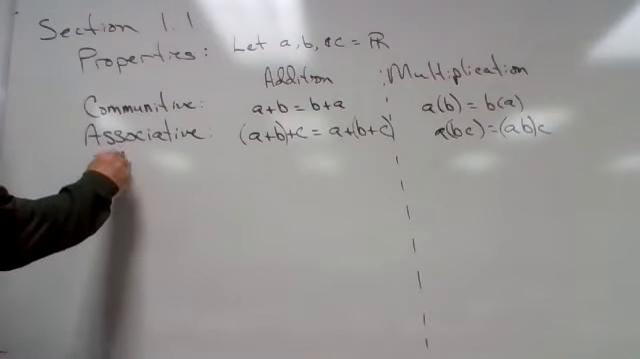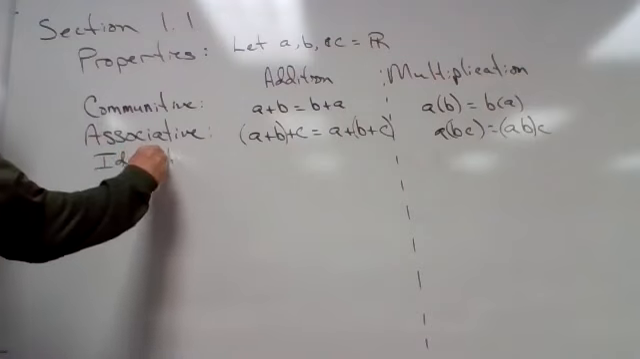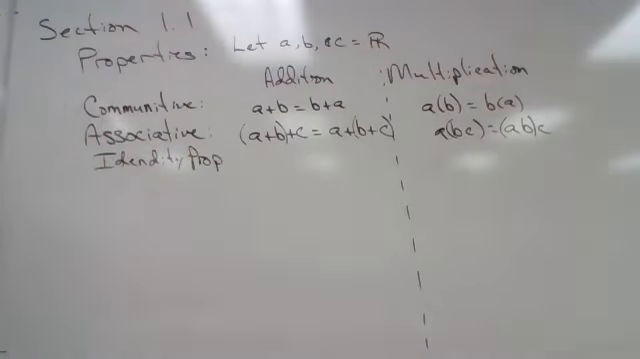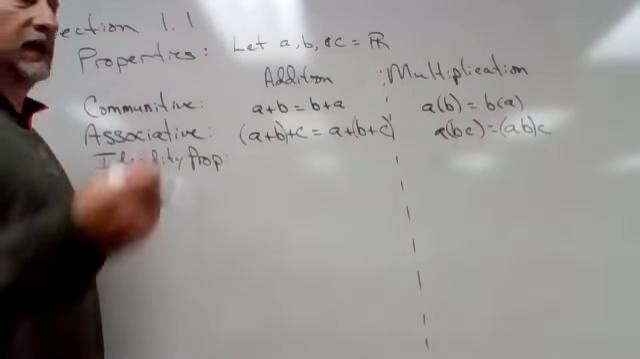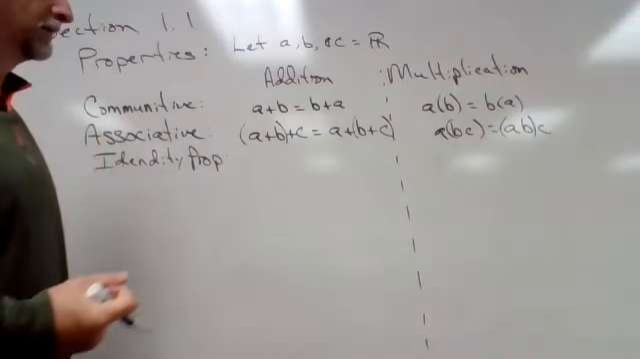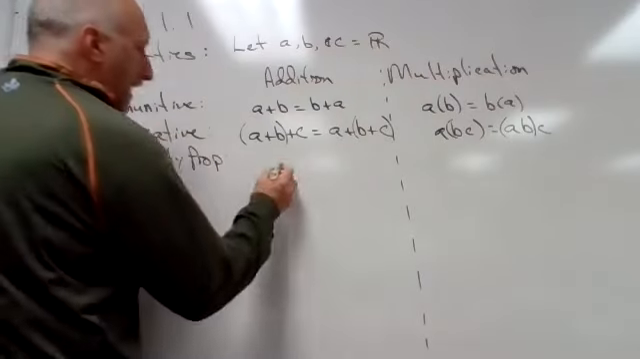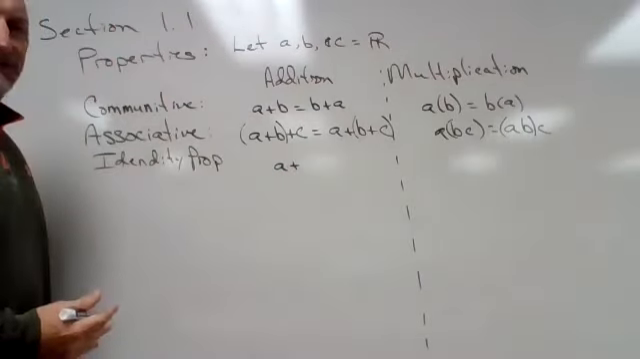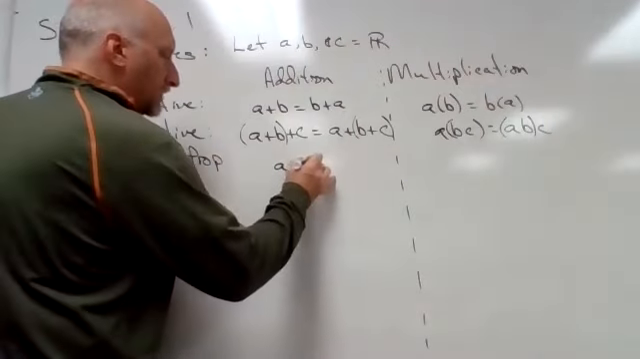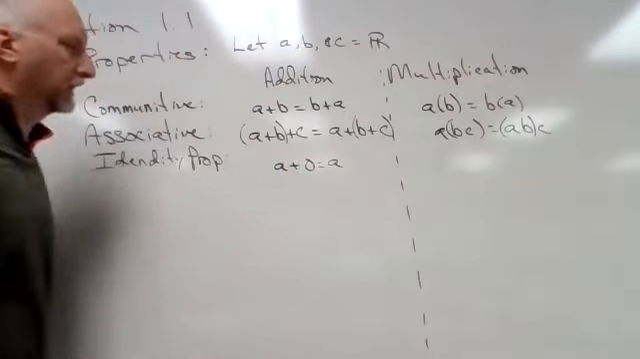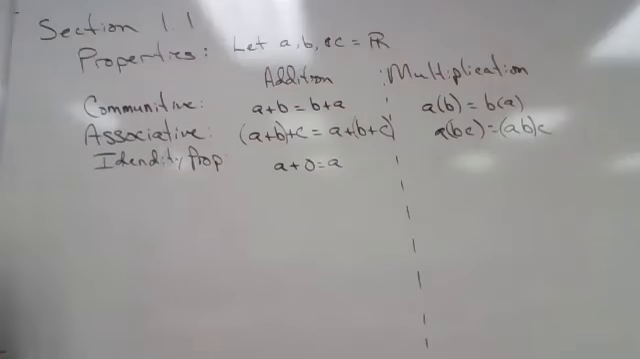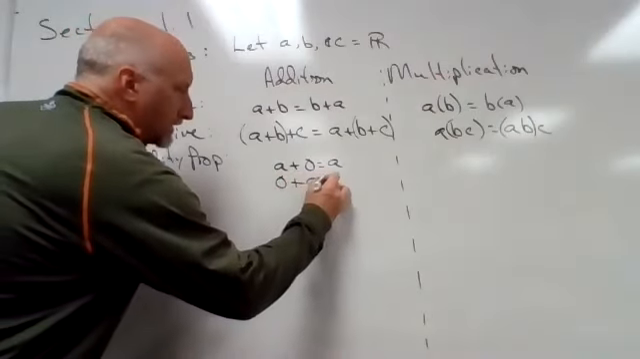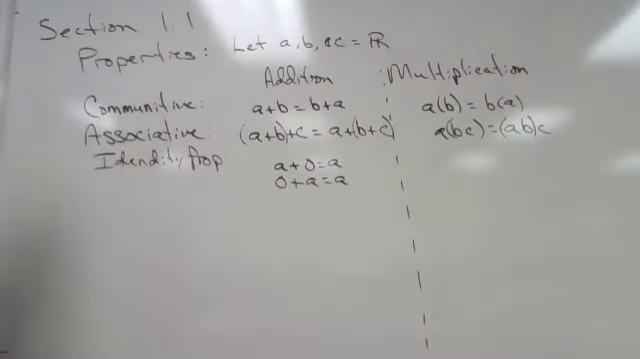Identity. The identity property. Think about identity as how does a number keep its identity? With addition, it's kind of simple. If I have a number, what can I add to that number so that it stays that number? Well, I add 0, right? A plus 0 gives you A back again. And I could have the 0 first if I wanted to. Again, that doesn't really matter, okay?